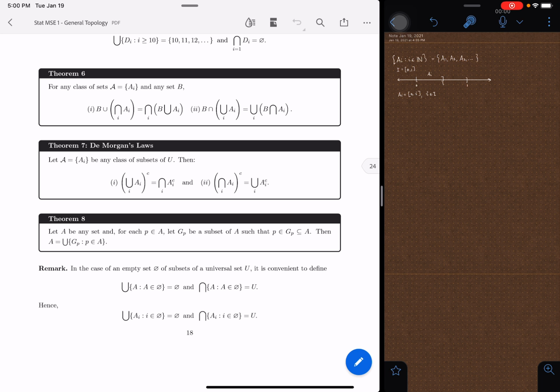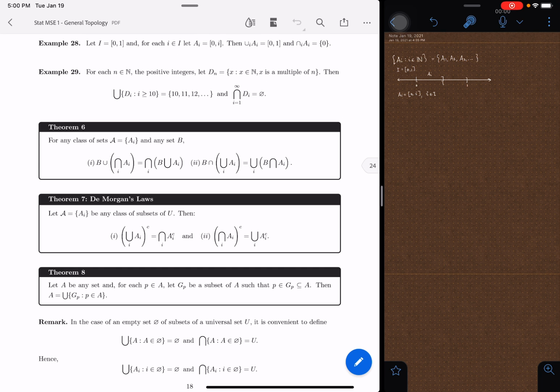Okay? So pretty much the same lang talaga yung mga concepts na to. In-extend lang natin to an indexed class of sets. So walang bago sa mga concepts dito.